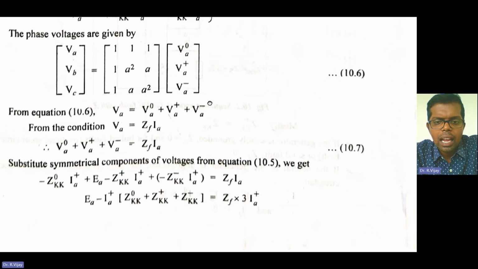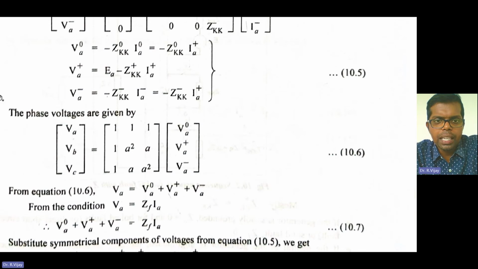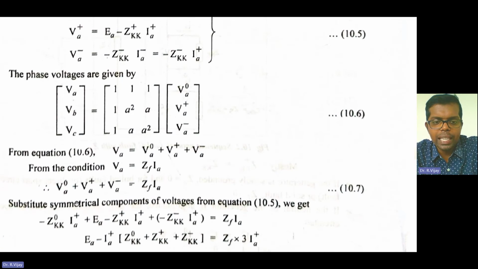Here are the symmetrical components of voltage we already calculated. These equations we are substituting here, reformulating the previous equation. So VA naught is equal to minus ZKK naught into IA positive. VA positive is equal to EA minus ZKK positive into IA positive. VA negative is equal to minus ZKK negative into IA positive.